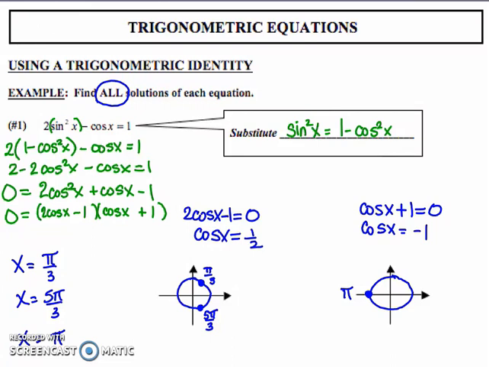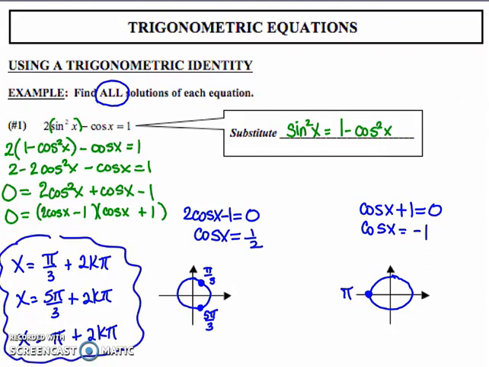locations. So in order to account for that, we just have to add plus 2k pi, which again just means that we could go around the unit circle one more time, or two more times, or three more times, or four more times, all the way to infinity. So this is going to be our solution set for this trigonometric equation.